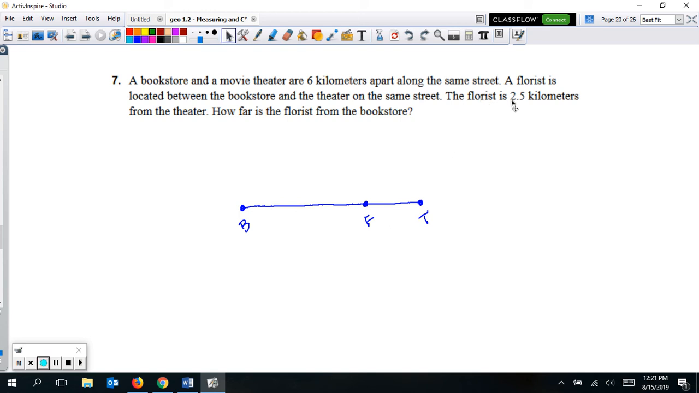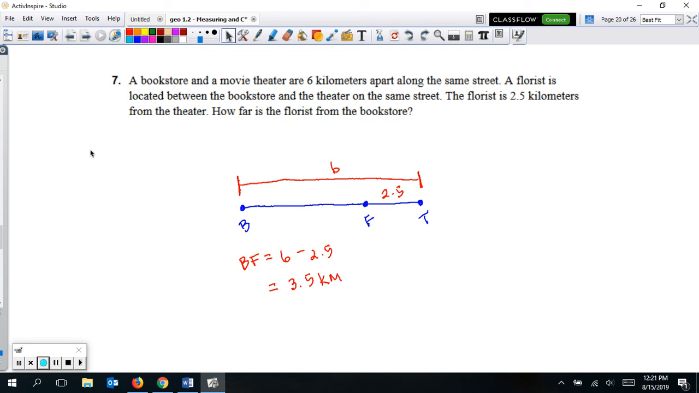And let's label that the florist is 2.5 kilometers from the theater. So this little segment right here is 2.5. We know that. It also says that the bookstore and the theater are 6 kilometers apart. So from B to T, that whole long segment is 6. Now to figure out how far it is from the bookstore to the florist, we're going to subtract 6 minus 2.5. That's all we have to do. So BF is equal to 6 minus 2.5, and that segment is 3.5 kilometers. That's how far it is from the florist to the bookstore.